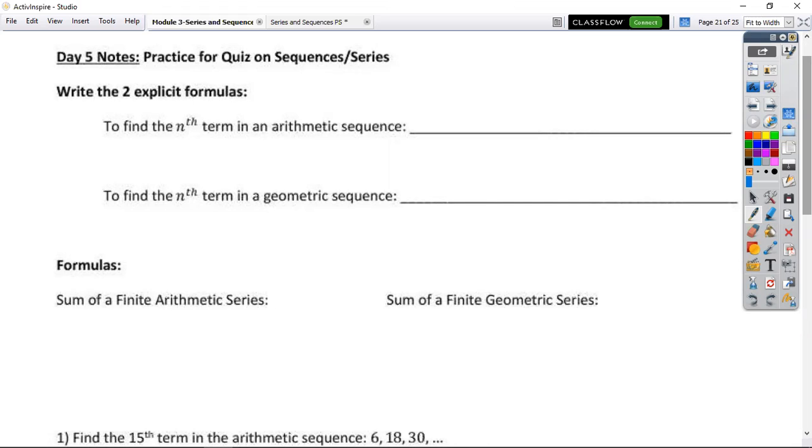So the first thing you need to know are what are called the 2 explicit formulas for your arithmetic and geometric sequences. These do not have to be memorized. Formula for arithmetic sequences, this one. This is a sub n is equal to a sub 1 plus n minus 1 times d. Arithmetic is going to use addition, subtraction.